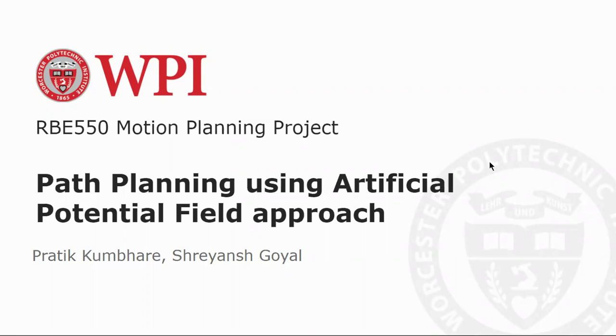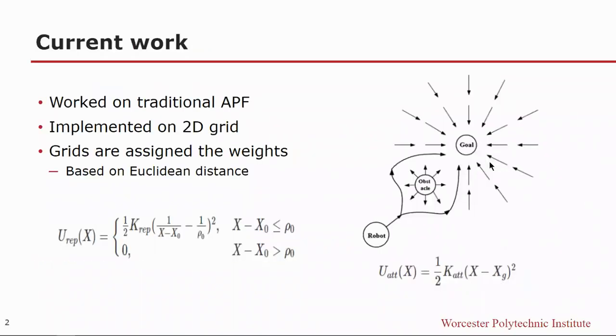Hi, my name is Prateek and my teammate's name is Shreyansh, and we are implementing a project on path planning using artificial potential field approach. So the current progress of our project is as follows. We have analyzed the traditional artificial potential field method and implemented it on a 2D grid.